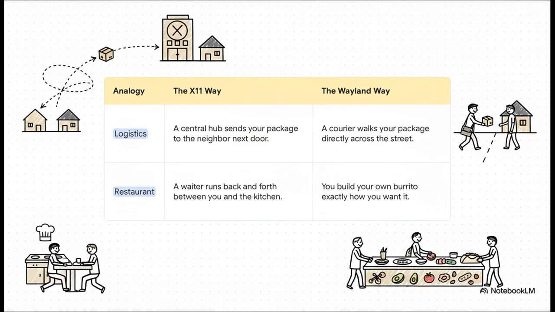Done. Or how about a restaurant? X11 is a waiter running back and forth to the kitchen manager for every single part of your order. Wayland is you going down the line at a burrito shop, building it exactly how you want, and just handing over a finished product. See the pattern? It's always indirect versus direct.